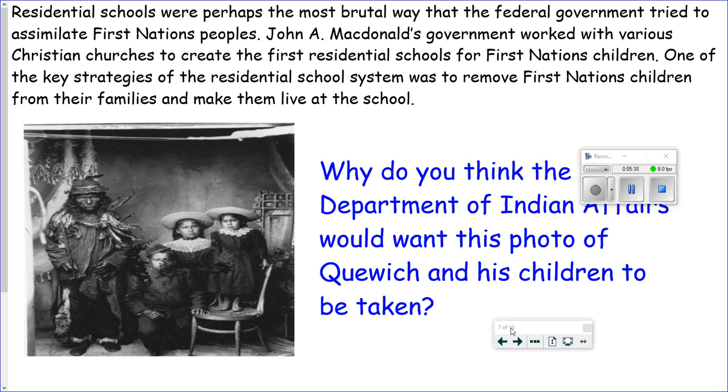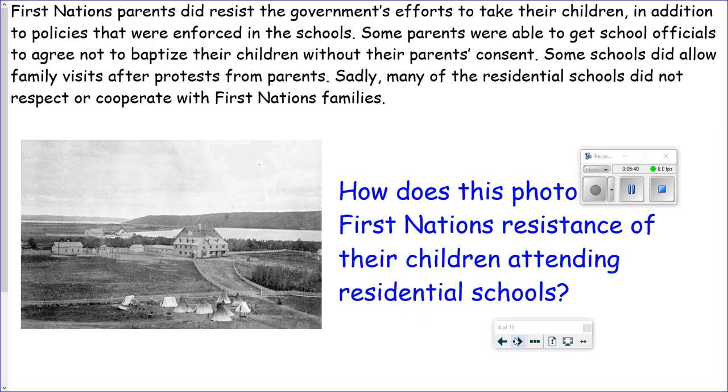Let's go forward. First Nations parents did resist the government's efforts to take their children, in addition to policies that were enforced in the schools. Some parents were able to get school officials to agree not to baptize their children without their parents' consent. Some schools did allow family visits after protests from parents. Sadly, many of the residential schools did not respect or cooperate with First Nations families.